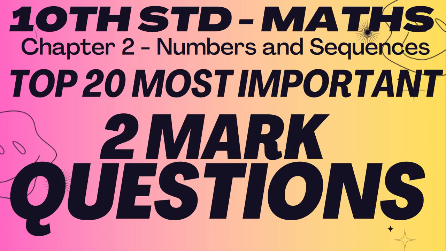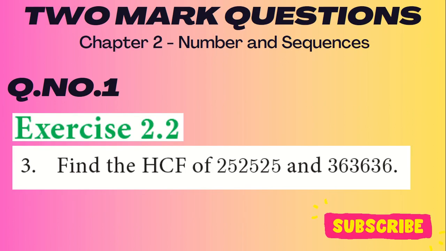Top 10 most important 2-mark questions from chapter 2, Numbers and Sequences. The first question is exercise 2.2, the third sum: find the HCF of 252525 and 3636 and 36. So this is the first important question in chapter 2.